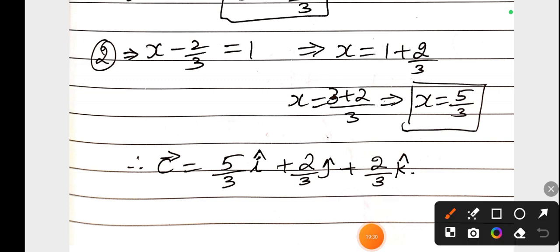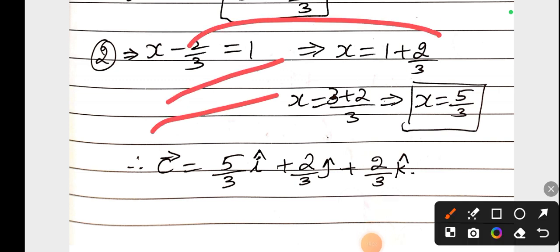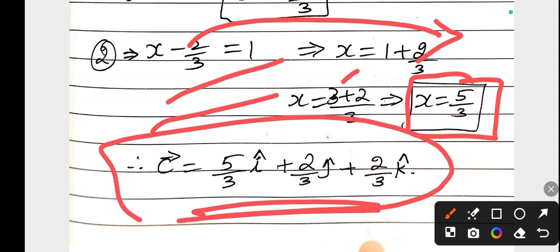Then x minus 2 by 3 equals 1. Minus 2 by 3 comes to this side, now plus 2 by 3. Then you take the LCM and you get the answer x equals 5 by 3. Substitute x, y, z in the C vector.